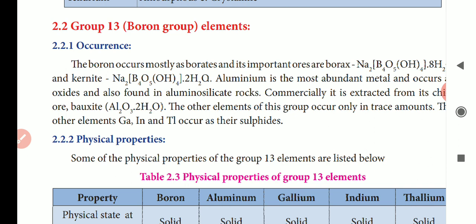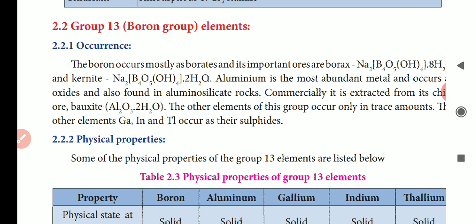What are the important ores of borates? Borax and then kernite. The boron is mainly obtained from these borax and kernite ores. What are borax and kernite? Borax and kernite have the same molecular formula. Both are complex compounds.